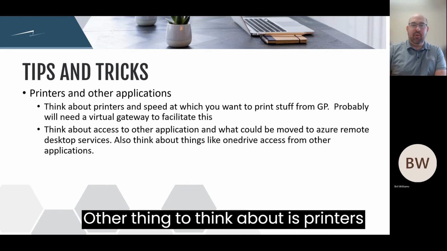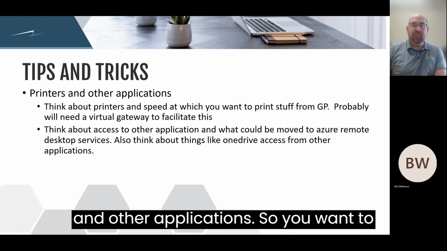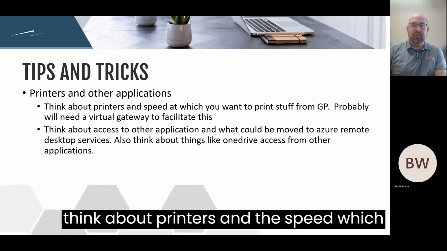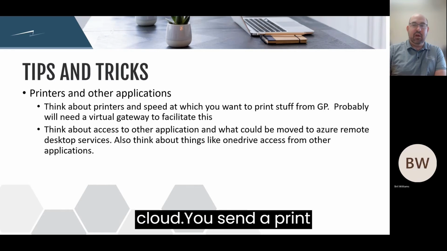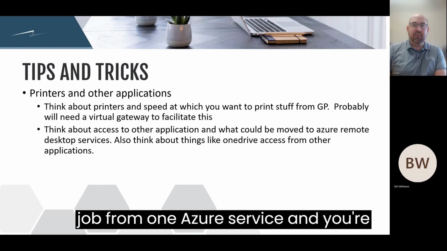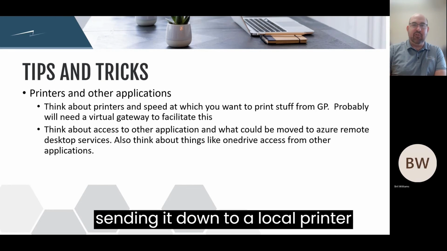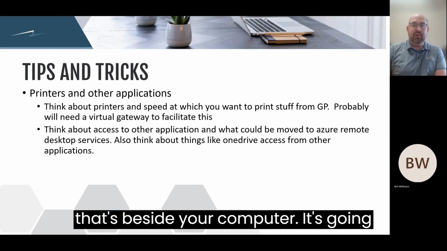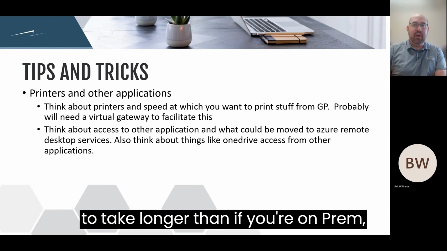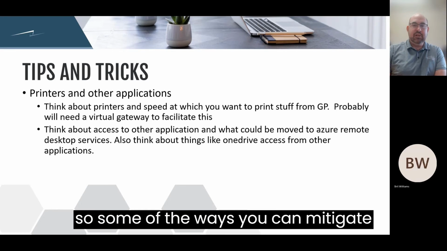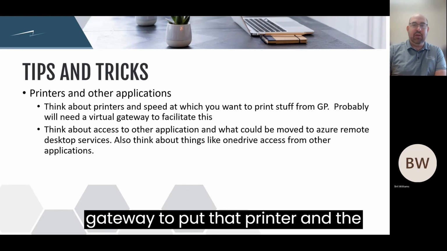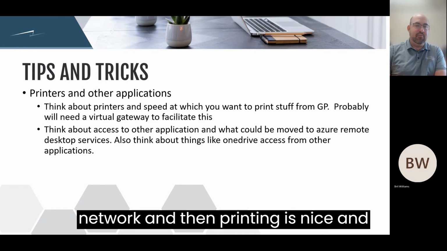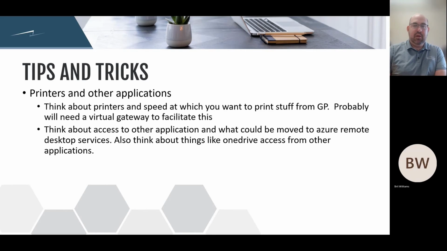Another thing to think about is printers and other applications. You want to think about printers and the speed at which things print. Because you're in the cloud, when you send a print job from one Azure service down to a local printer that's beside your computer, it's going to take longer than if you're on-prem. Some of the ways you can mitigate this would be to set up a virtual gateway to put that printer and the Azure virtual machines on the same network, and then printing is nice and quick.